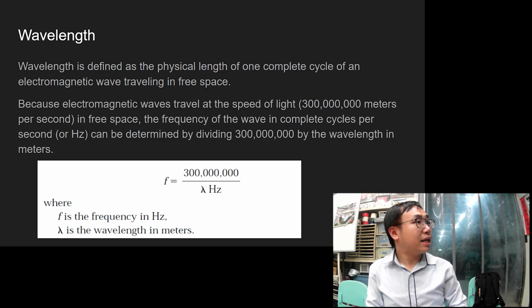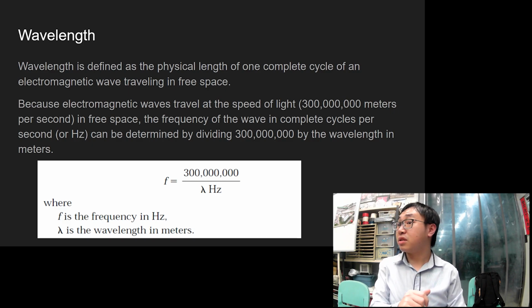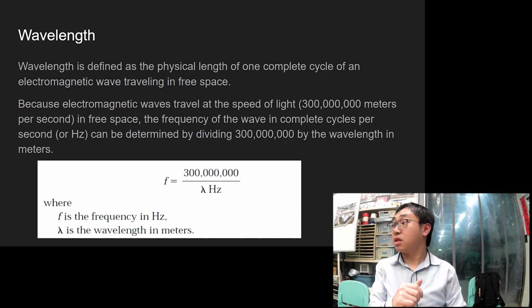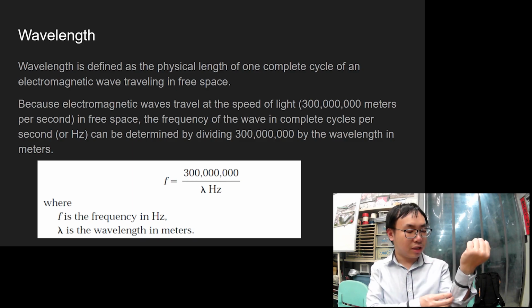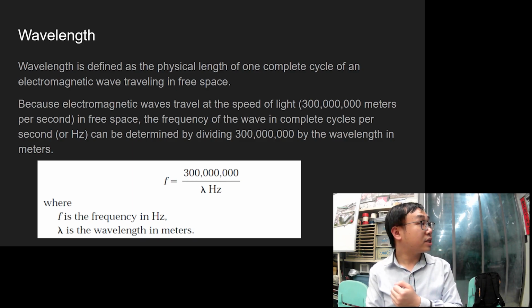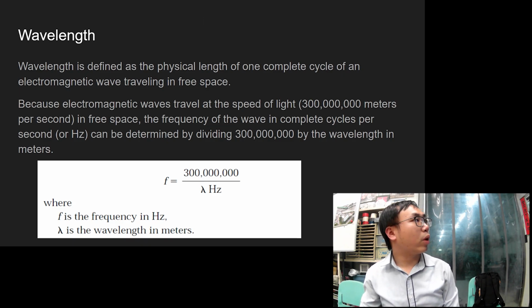When we talk about light, we have to introduce frequency and wavelength. Last time we talked about frequency and period, right? Do you still remember? Frequency is 1/T. For wavelength, we'll introduce a new unit. Wavelength is defined as one complete cycle of the wave traveling in free space.